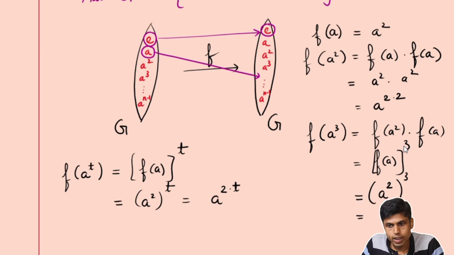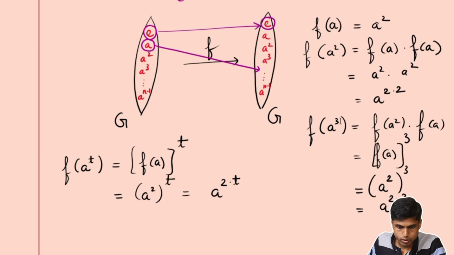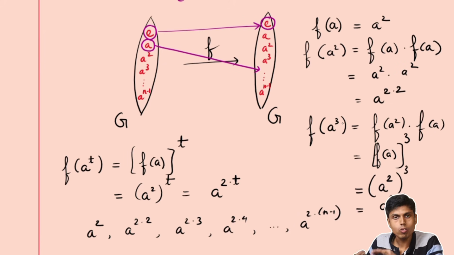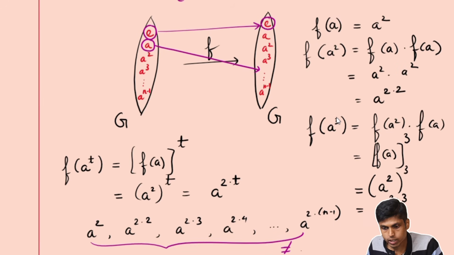So already the element E is mapped to the identity element in the group, which means no other element can map to E other than E. Therefore, we must have a square, a part 2 times 2, a part 2 times 3, a part 2 times 4, and so on up to a part 2 times n minus 1, all of these not to be equal to the identity.